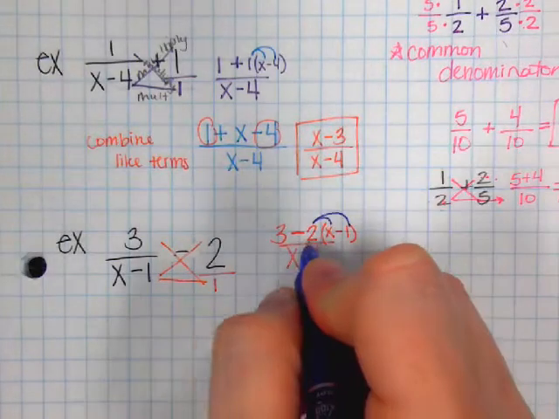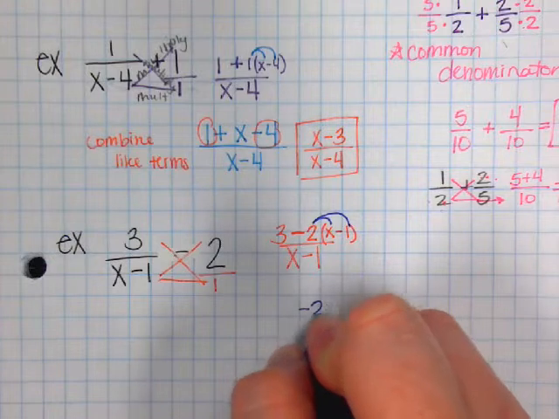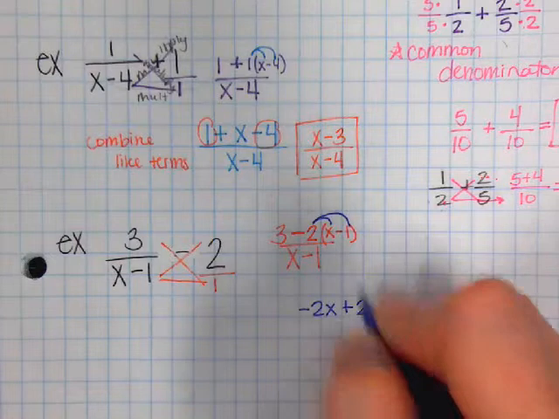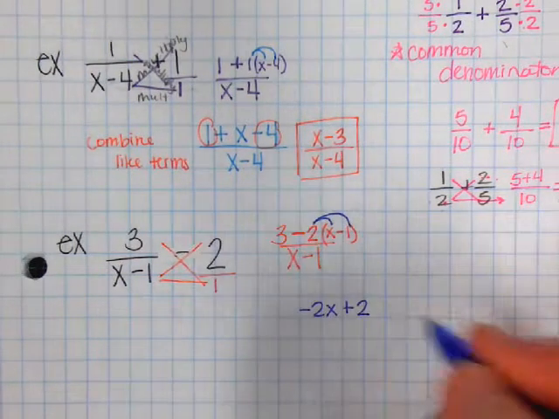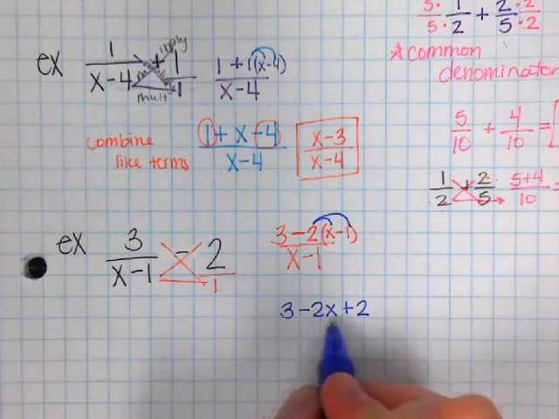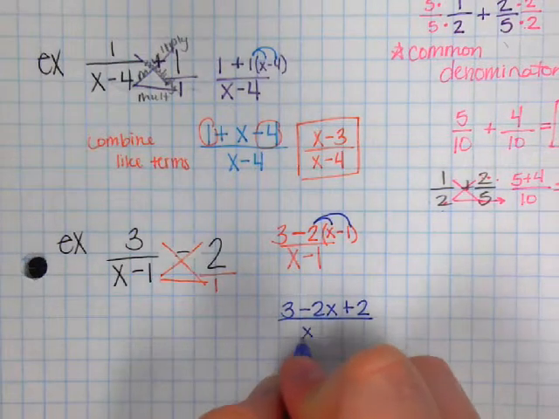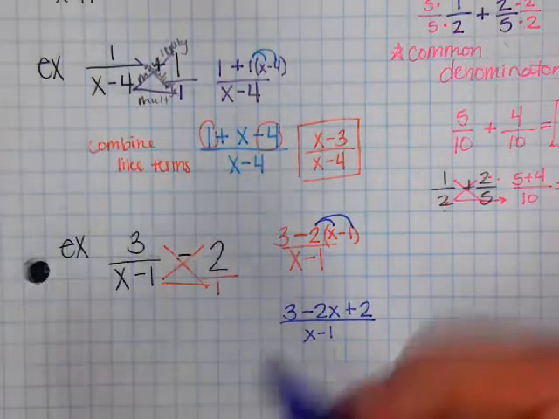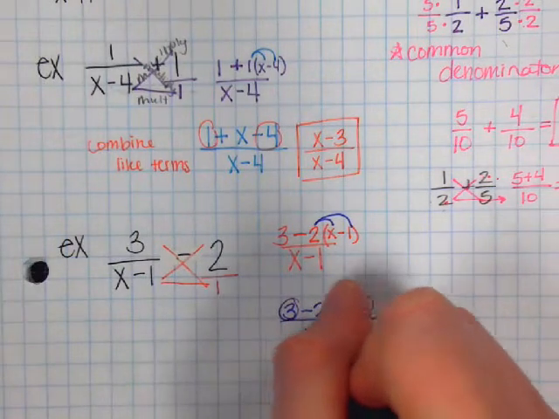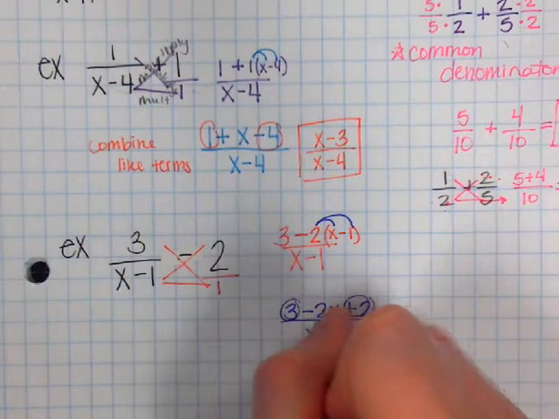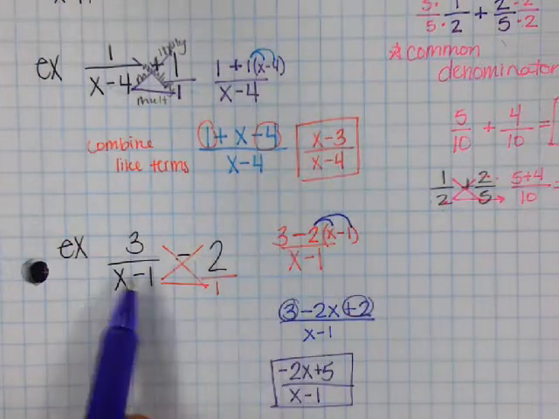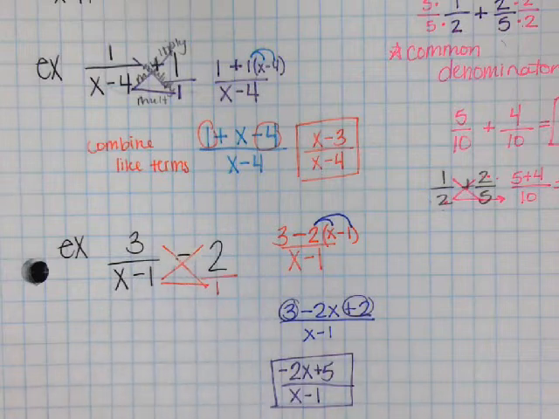Then I'm going to distribute. Negative 2 times x is negative 2x. Negative 2 times negative 1 is positive 2, because a negative times a negative is positive. And then we have 3 at the front. So 3 minus 2x plus 2 over x minus 1. Combine like terms. 3 plus 2 is 5. So your final answer would be negative 2x plus 5 divided by x minus 1. So this is quotient form, and this was the transformation.